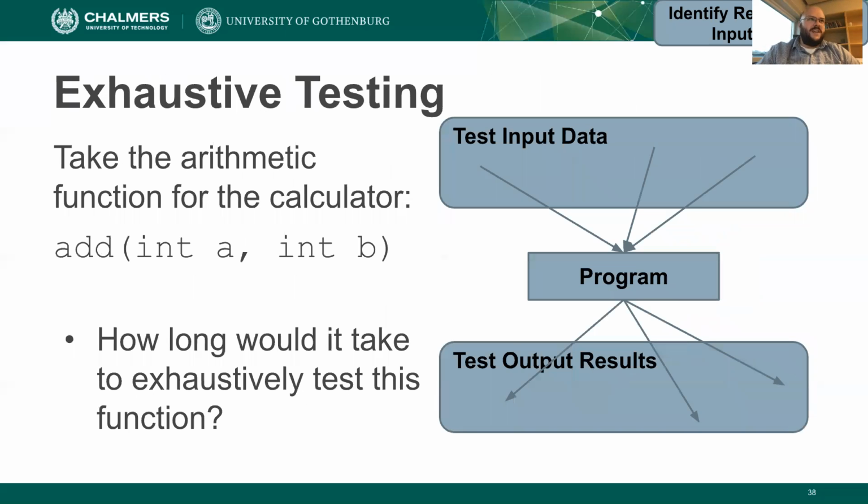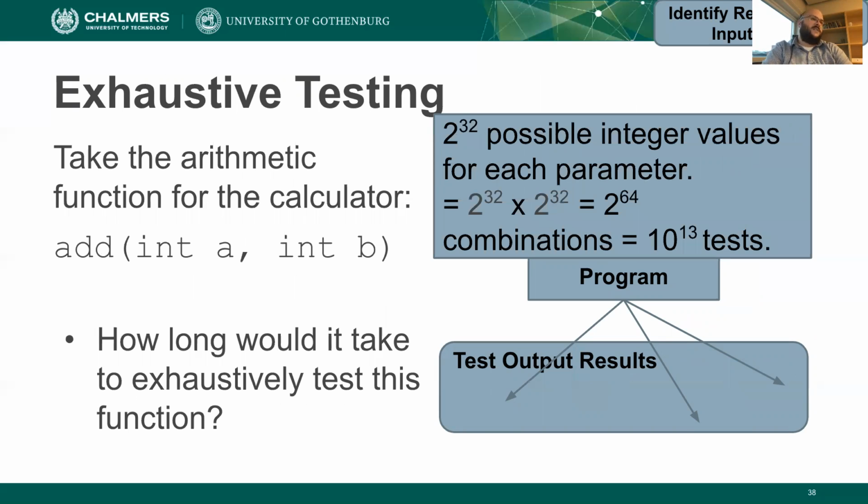If we take a simple calculator and look at addition, restricting the numbers to 32-bit integers, and we want to try every possible option when testing that, how long would that take? How many inputs are we talking about? Well, you have 2 to the 32 possible integer values for every parameter, and we have 2 inputs, A and B, so that's 2 to the 64 options, or 10 to the 13 test cases. That feels like a pretty high number, right? How long would that take time-wise?